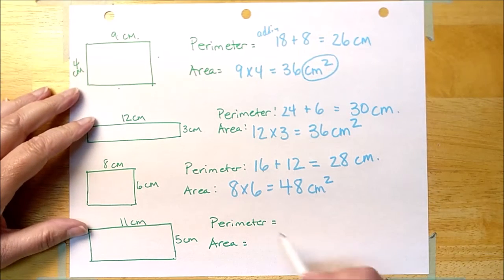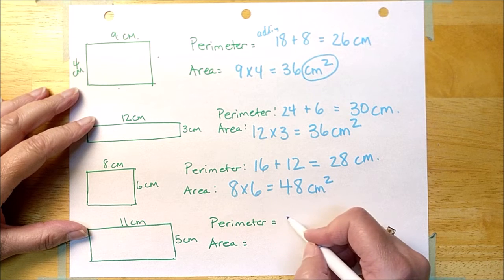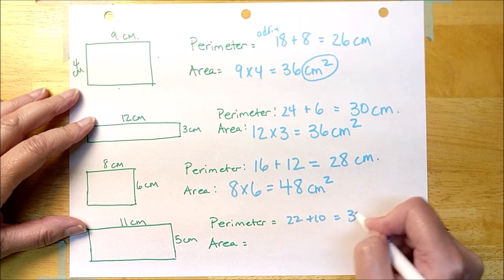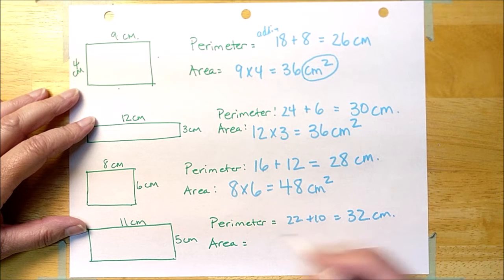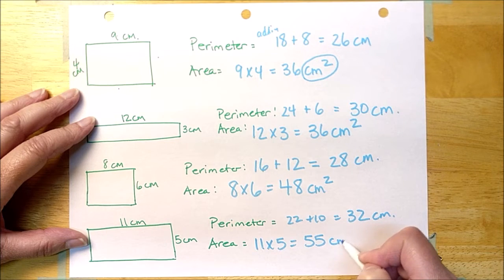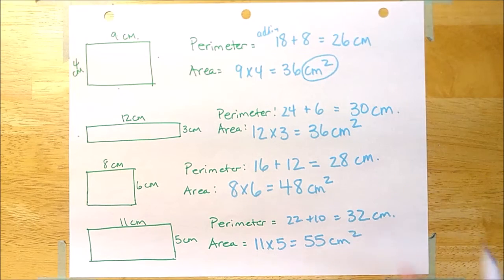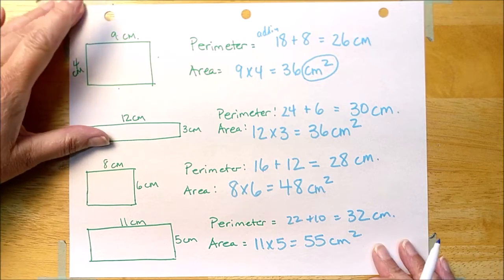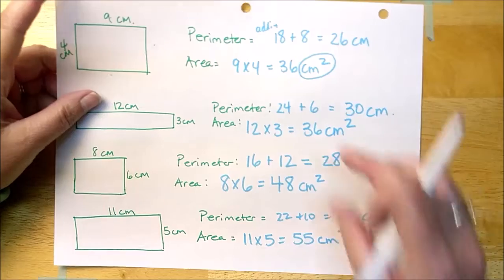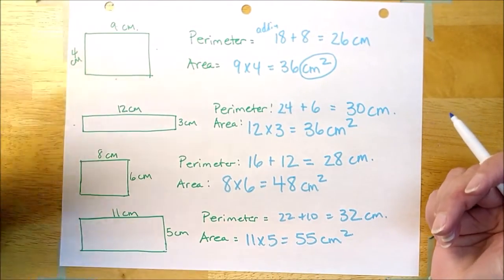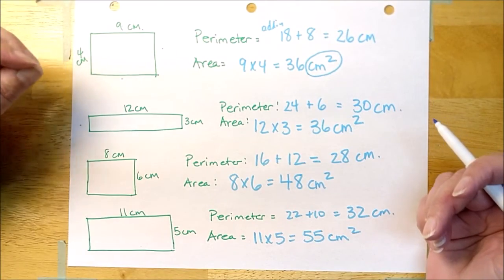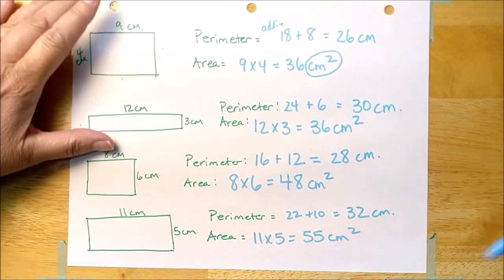This is going well. Perimeter, 11 and 11 is 22, 5 and 5 is 10. So my perimeter is 32 centimeters, and my area is 55 centimeters squared. Give yourself a big hand if you got those all right. Way to go. So you're going to be doing questions like this today, where you're going to have to figure out the perimeter and the area. Always remember the perimeter is adding all 4 sides, and the area is doing length times width.